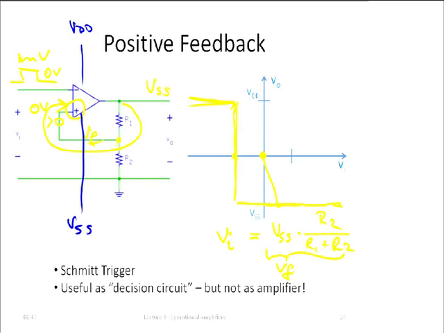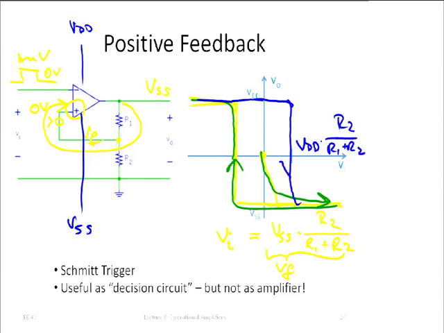Okay? And now you can go through the exact same thinking. If now you increase the input voltage again, the output's not going to flip until the input voltage reaches this value VDD times R2 over R1 plus R2. Okay? And it goes on this path.